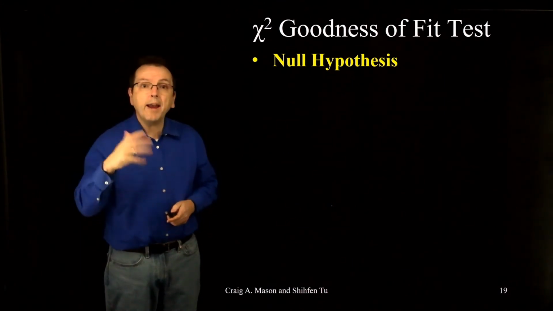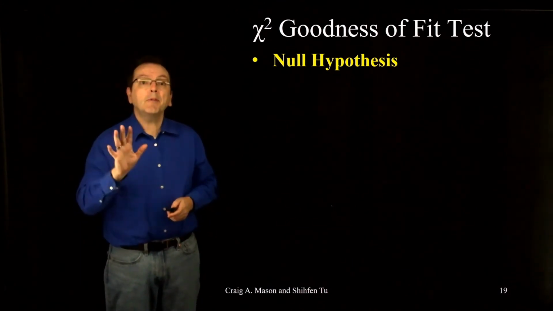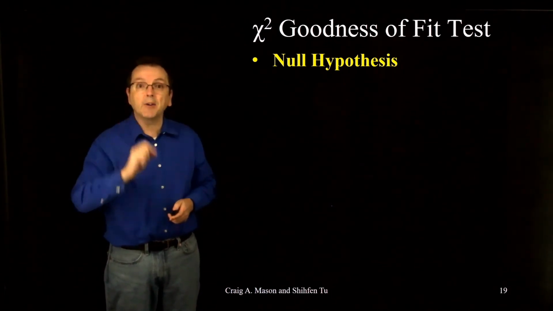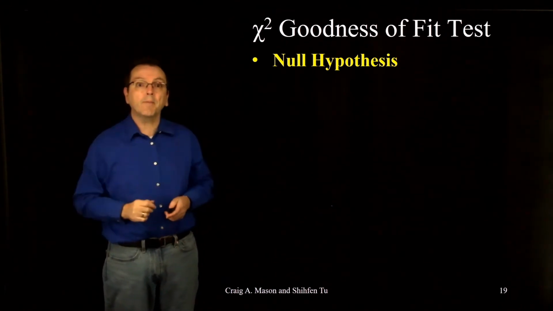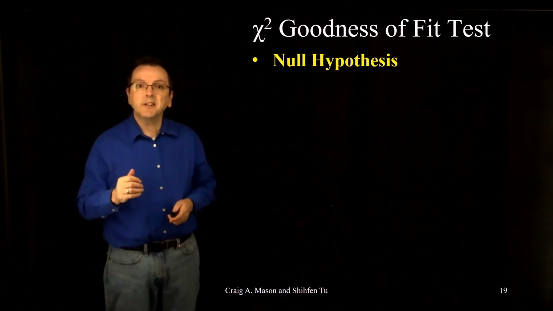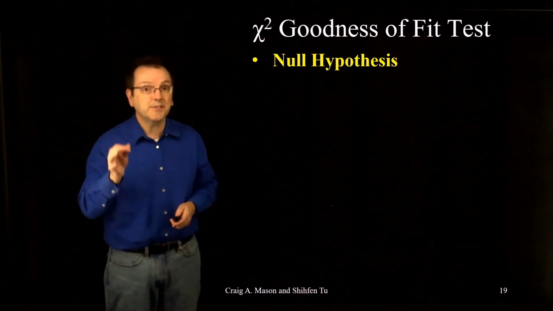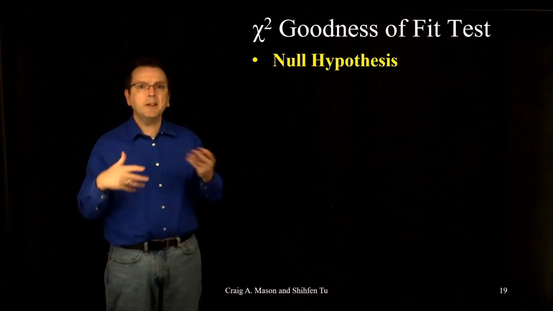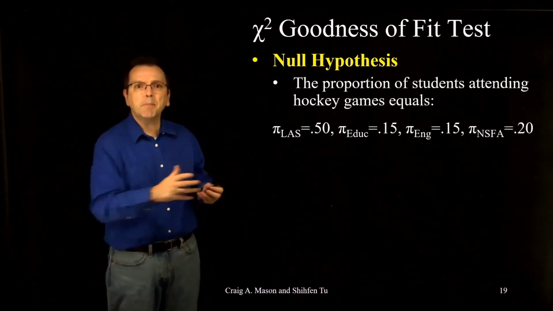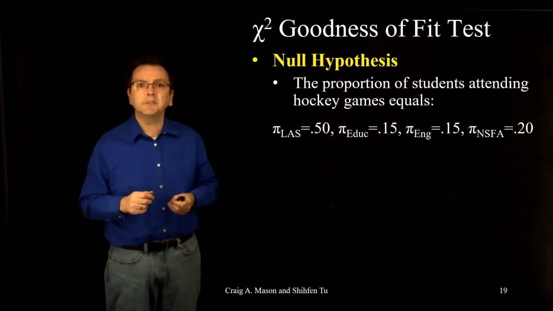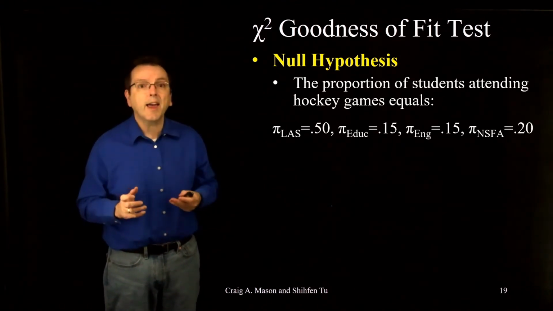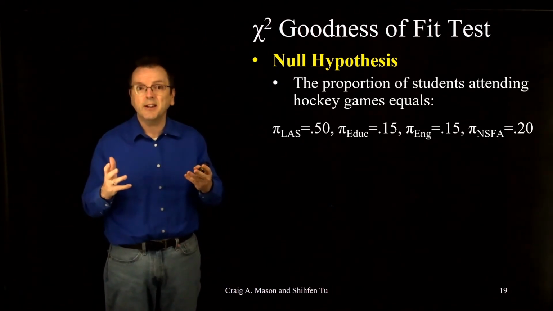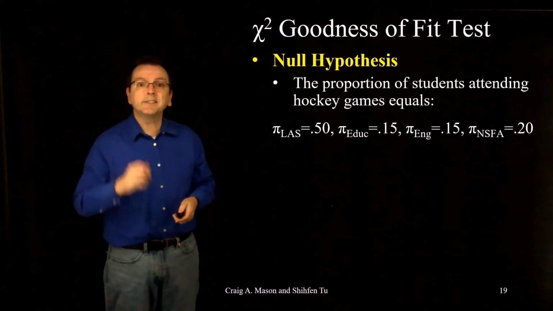So let's write out our hypotheses. Remember, for the chi-square goodness of fit test, we have very specific values that we expect for each category. So our null hypothesis needs to indicate what those specific values are. In this case, our null hypothesis would be something like the proportion of students attending hockey games equals 0.5 for LAS, 0.15 for education, 0.15 for engineering, and 0.20 for NSFA.